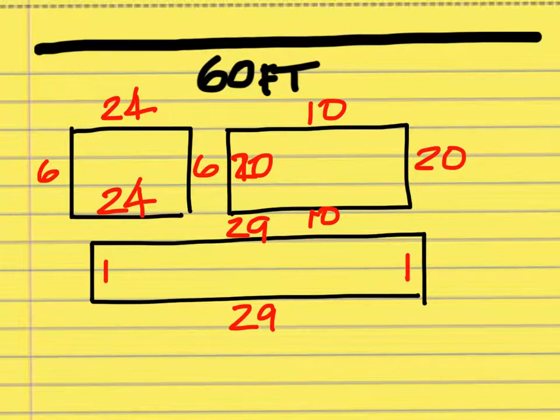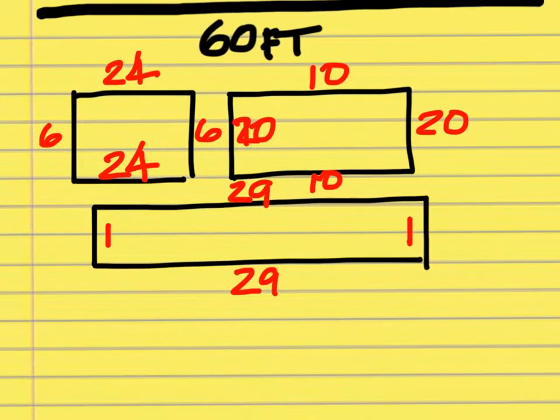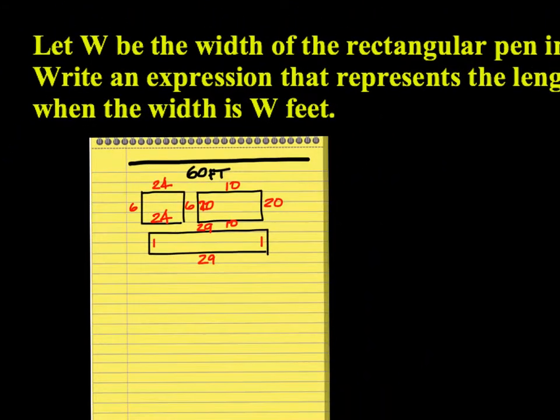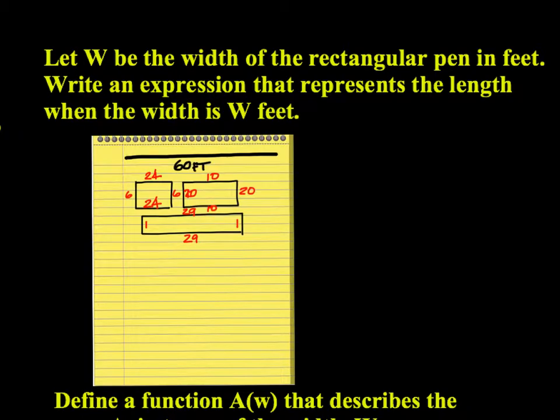But there's a way to figure out the precise maximum area that she can have without having to go through a guess and check on all this. And here is how you do it. It says, let W be the width of the rectangular pen in feet. Write an expression that represents the length when the width is just W feet.